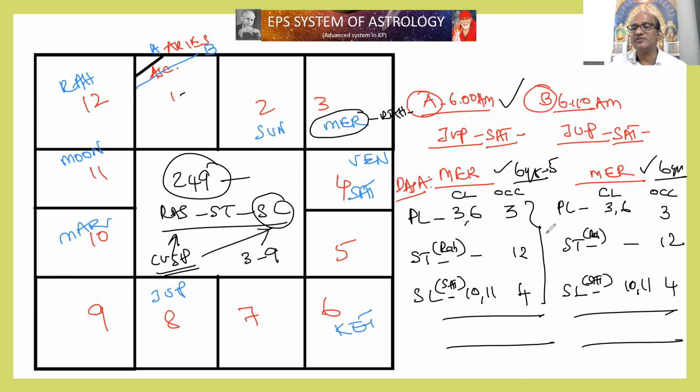What predictions we are going to give for this Mercury Dasa for this person, the same prediction we will have to give for this 6:10 a.m. born person also, right? I hope you understand. So please explain, sir.